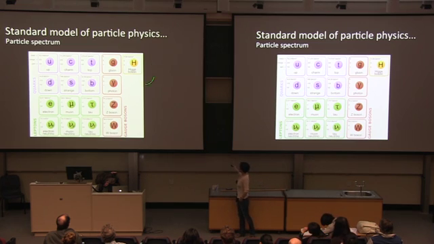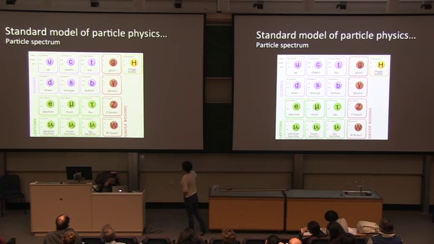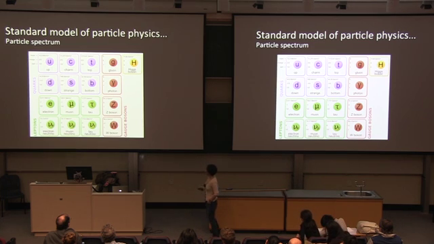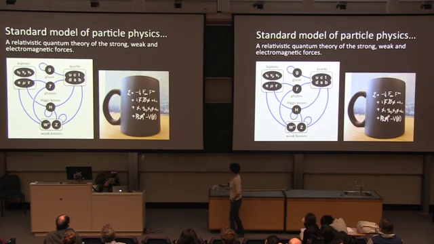We also have the Higgs boson that was recently discovered at the Large Hadron Collider at CERN, and that's the complete particle spectrum of the standard model. But probably, for me anyway, as a theorist, I like this picture better because it shows you all the interactions between the various particles.